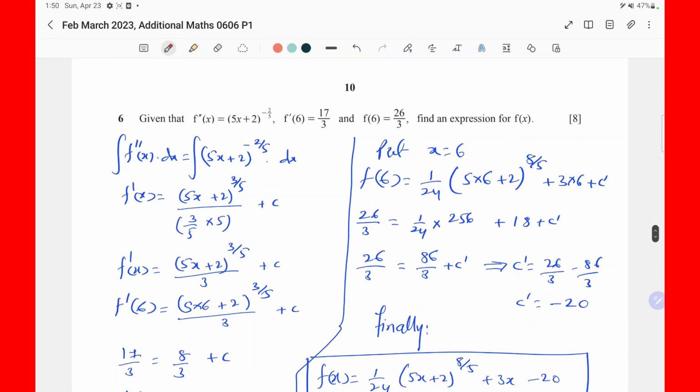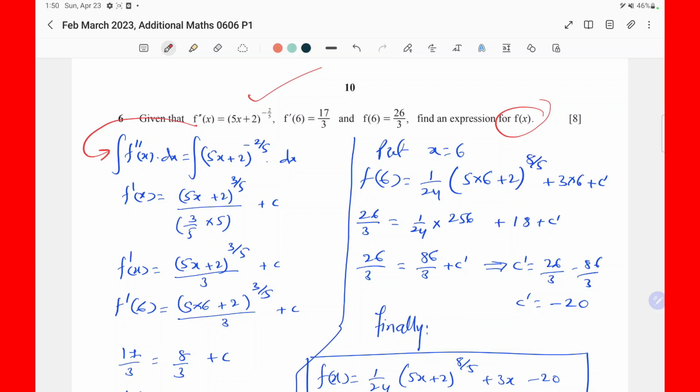Now come to the next question, which is question number 6. It says: given f double dash x equals (5x + 2) to the power minus 5 over 2, and f dash 6 is 17 over 3, f of 6 is 26 over 3. Find an expression for f of x. So it means I have to use double integration.